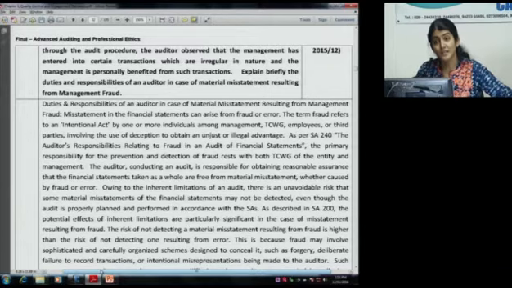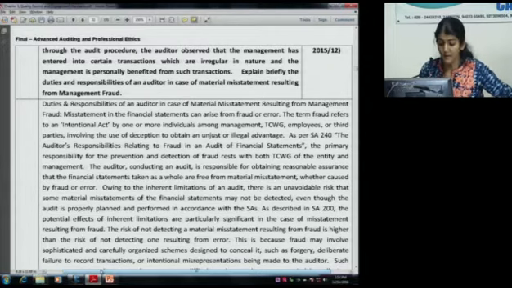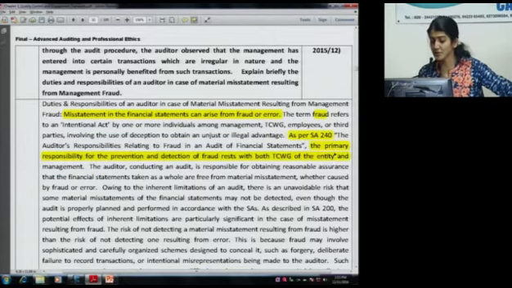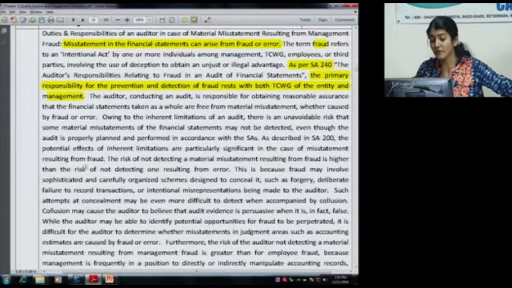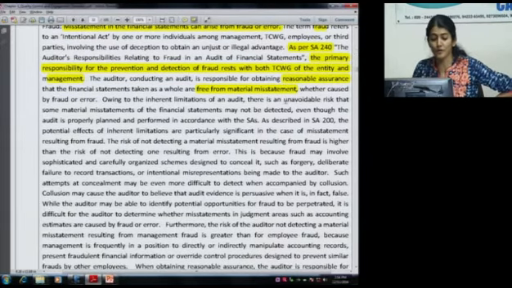Plus you need to write that detection of frauds and errors is not the primary objective of the audit. Fraud is more difficult to detect than an error. Management fraud is more difficult to detect than an employee fraud. And misstatements in the financial statements can arise from fraud or error. The term fraud involves an intentional act. As per SA 240, the primary responsibility for the prevention and detection of fraud rests with TCWG and management. The auditor conducting an audit is responsible for obtaining reasonable assurance that the financial statements taken as a whole are free from material misstatement, whether due to fraud or error.